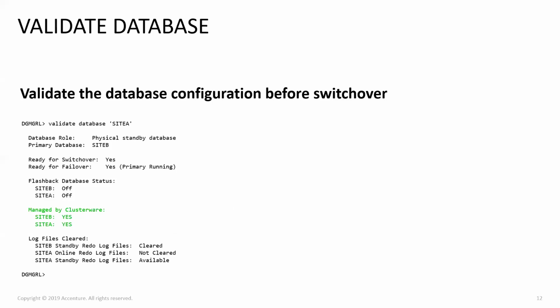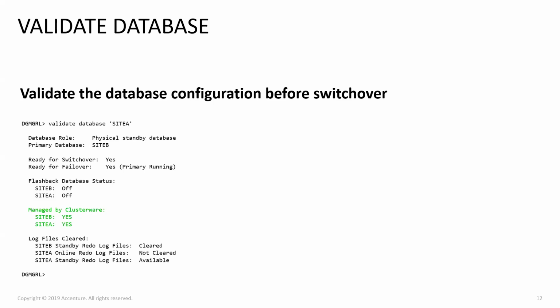Now let me show you a few examples of validate database. So we've got validate database and then the database name as it exists in the broker, and it tells me, now remember that I just switched over from site A to site B, so I'm now running the primary database from site B, and I can check the status of site A. So it tells me it's a physical standby, and the database name, it's ready for switchover, and it's ready for failover as well. It tells me I don't have flashback database enabled, and it tells me it's managed by clusterware, and a few other stats about the log files which have been cleared or not.